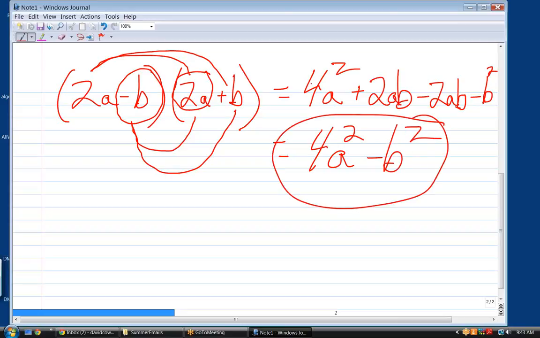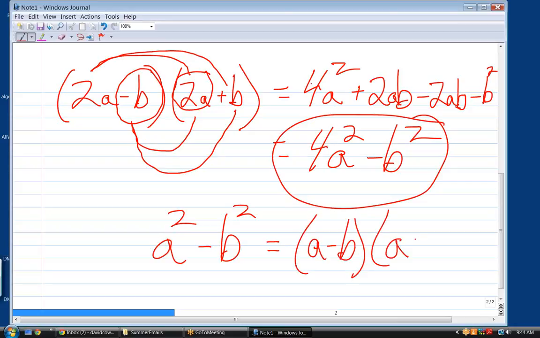And this is actually something worth noticing. That is called the difference of perfect squares. In fact, that's the answer, but let's talk about it as long as we're talking about difference of perfect squares, because we're going to get to factoring real quickly. This always factors to A minus B times A plus B.